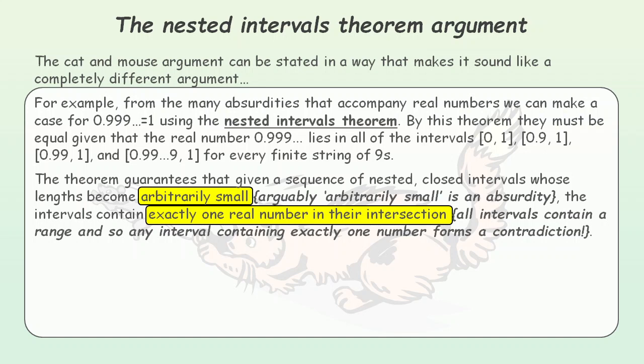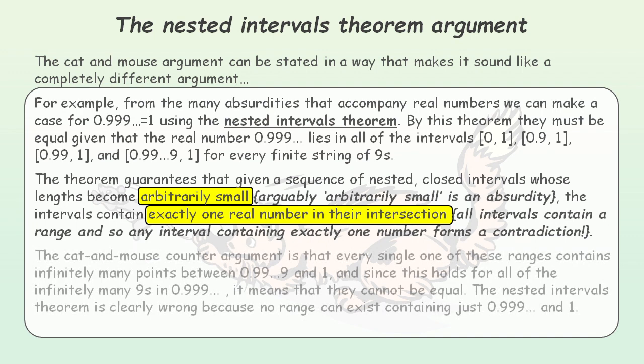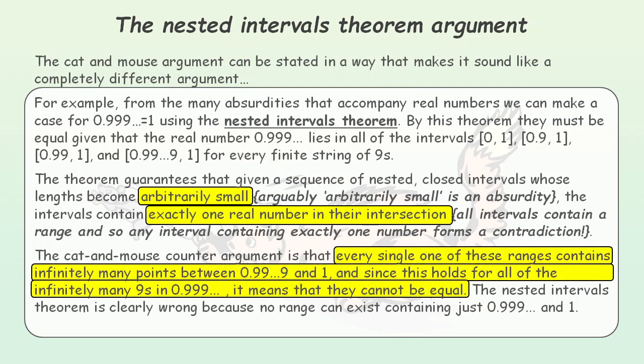actually calling it that. And since the reality is that this is just a rewording of the cat and mouse argument discussed earlier, there is an equal and opposite argument that indicates 0.9 recurring cannot be a constant. Also, if there is no last interval, then clearly no range can exist containing just 0.9 recurring and 1. But if we go along with the mathematicians' approach to logical reasoning, then we can simply ignore any argument that we don't like.